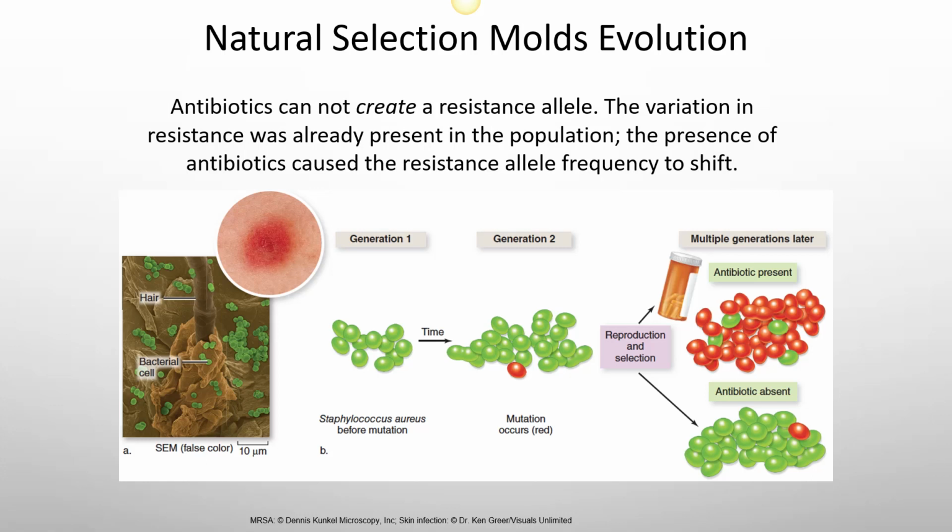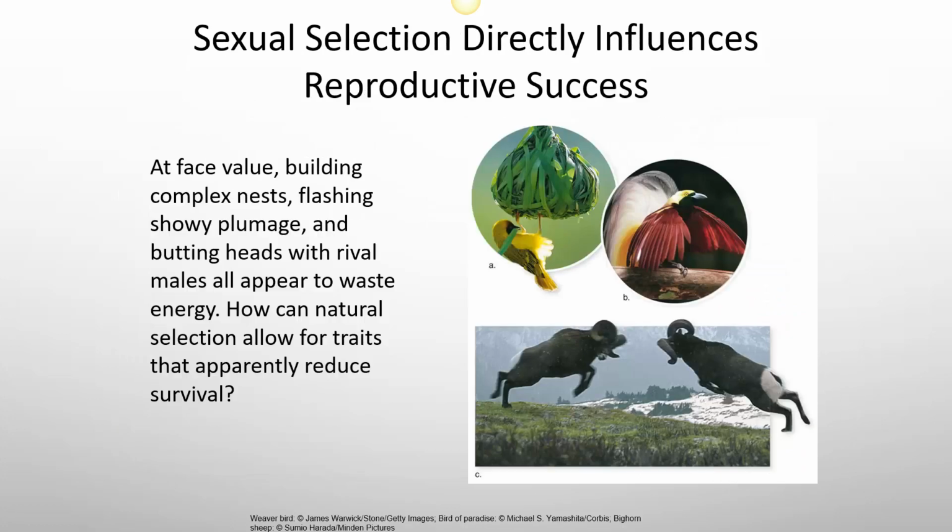Antibiotics cannot create a resistance allele. The variation in resistance was already present in the population. The presence of antibiotic caused the resistance allele frequency to shift. So that has to do with survivability.